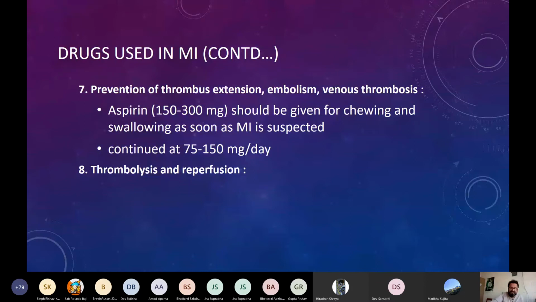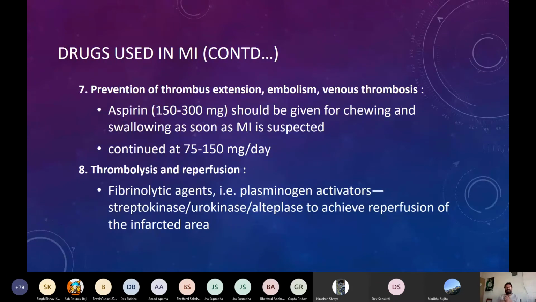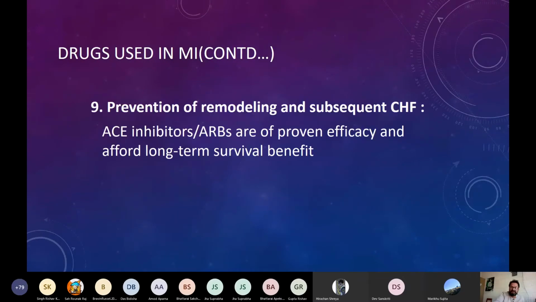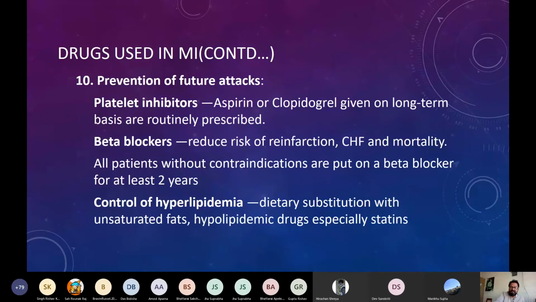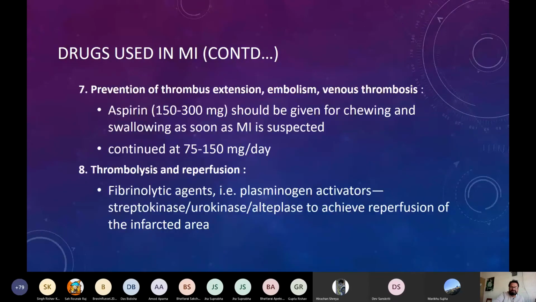So thrombolysis and reperfusion. We talked about thrombolytic agents like plasminogen activators, streptokinase, urokinase, alteplase. These drugs should be given immediately unless there are contraindications. You know what the contraindications are from the previous classes, and so this obviously will give good reperfusion of the heart. Not only this thing.